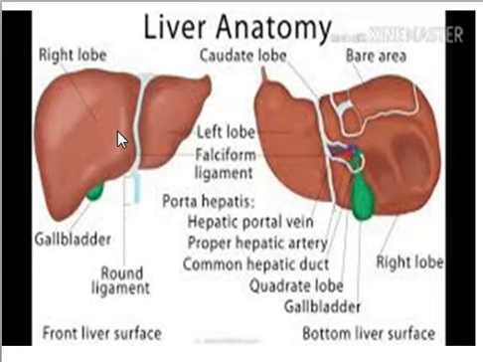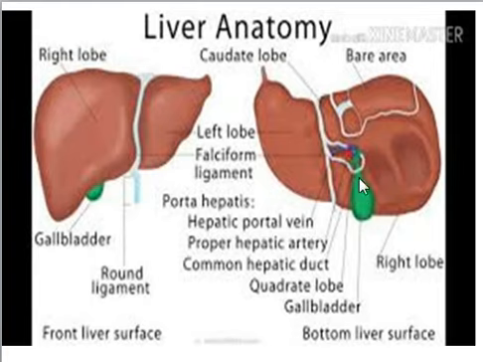Anatomically, it has four lobes. This is the bigger one, the right lobe, and this is the left lobe. In the anterior part, this one which looks like a tail, we call the caudate lobe, and this square one we call the quadrate lobe.